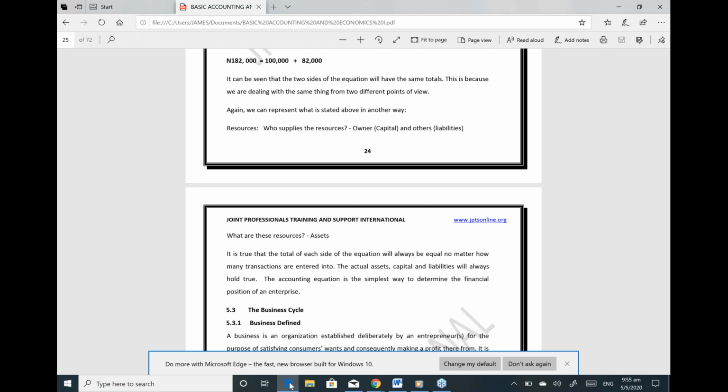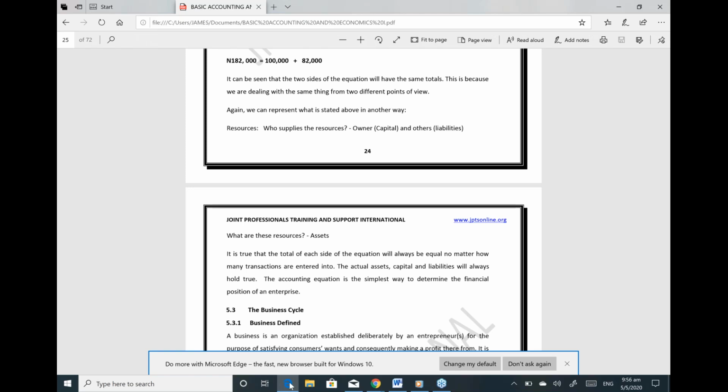So again, we can represent that statement in another way and look at resources. Who supplies the resources? The owner supplies the resources, and other people, the people that lent us money, they lent us money to run the organization. They all supply it. Now, resources like the stock, if you don't have enough money, you can always call your supplier to provide for you on credit, and you pay them later. Then that means you are owing them, you are a debtor to them.